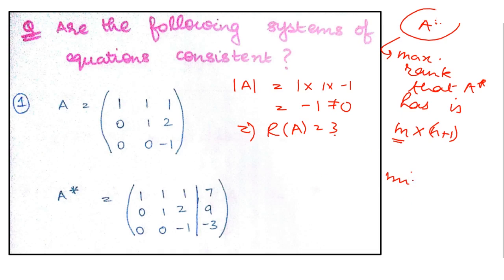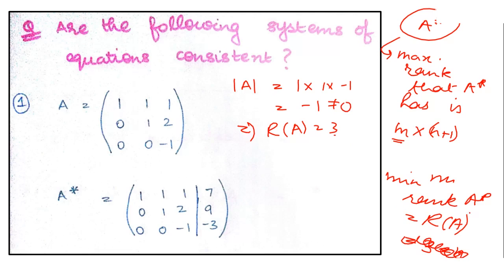The minimum rank that A star has, on the other hand, is equal to the rank of A itself. Why? Because A is fully contained within A star. Therefore, the minimum rank of A star is equal to the rank of A, which in this case is 3, which is equal to n, but it could be anything else. But the point is that the minimum rank of A star is always the rank of A.